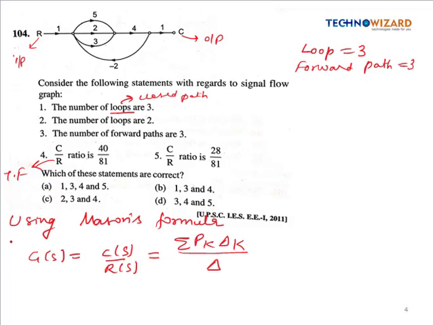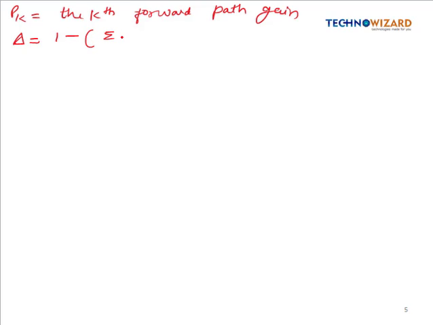Now, k is the number of forward paths which we have calculated as 3. Next, P_k is the kth forward path gain. And delta is equal to 1 minus the summation, that is the sum of all the loop gains present in the system.